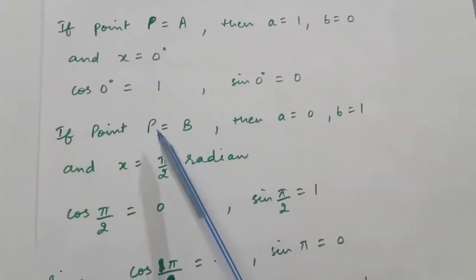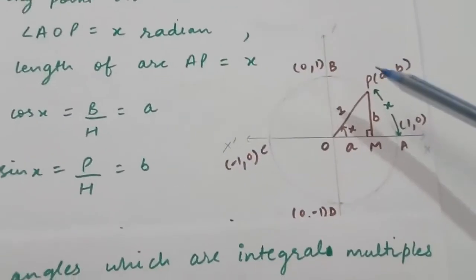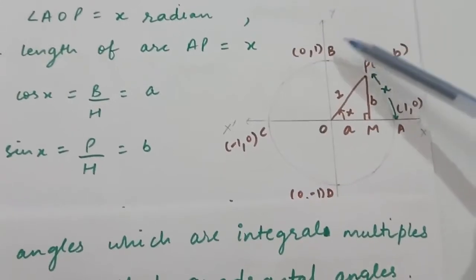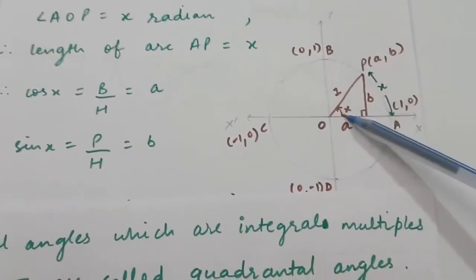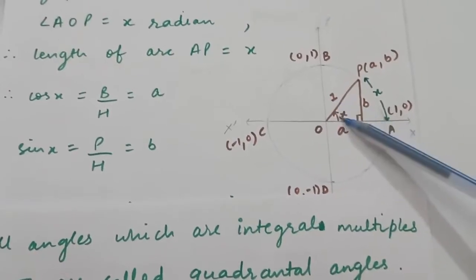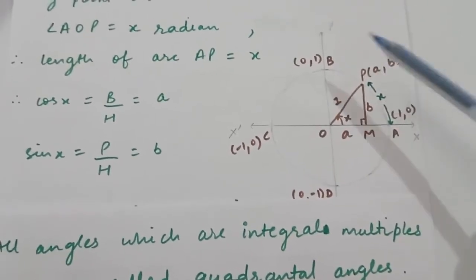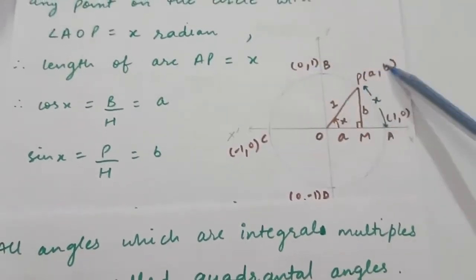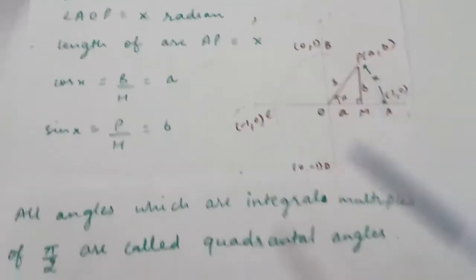Similarly, if point P becomes B, see from this figure now, the angle x will be now this complete angle which is pi by 2, that is 90. A will become 0 and b will become 1, right?